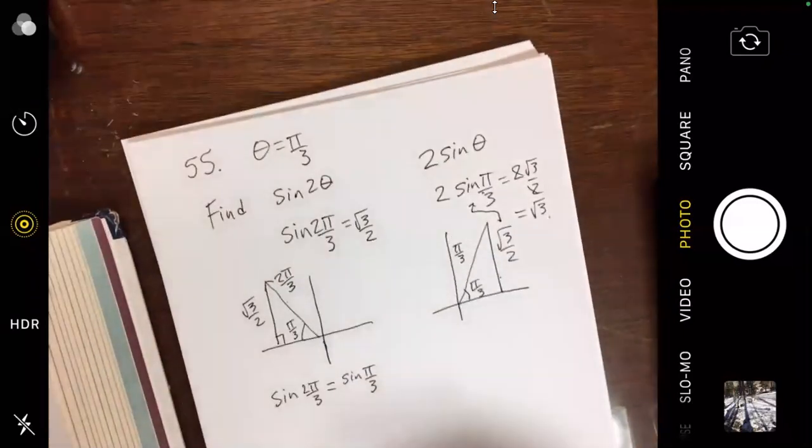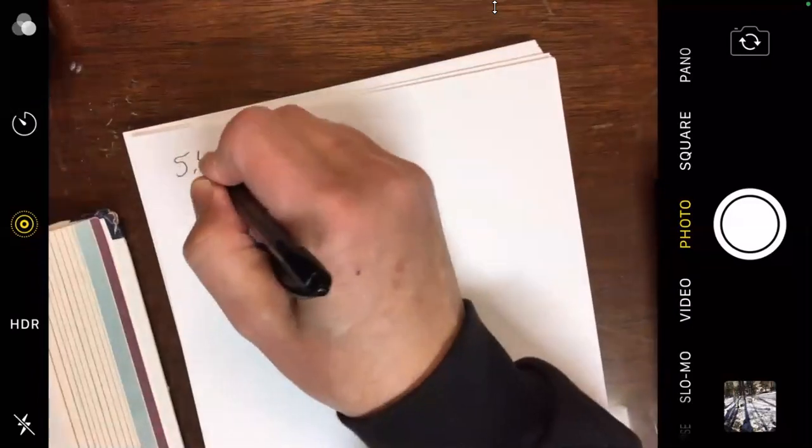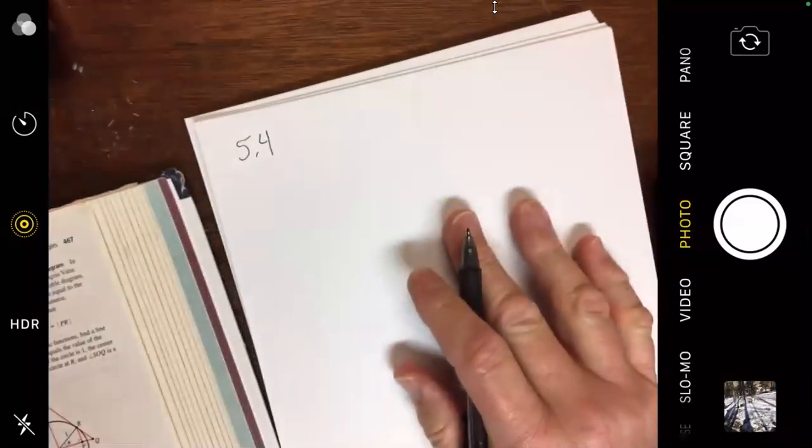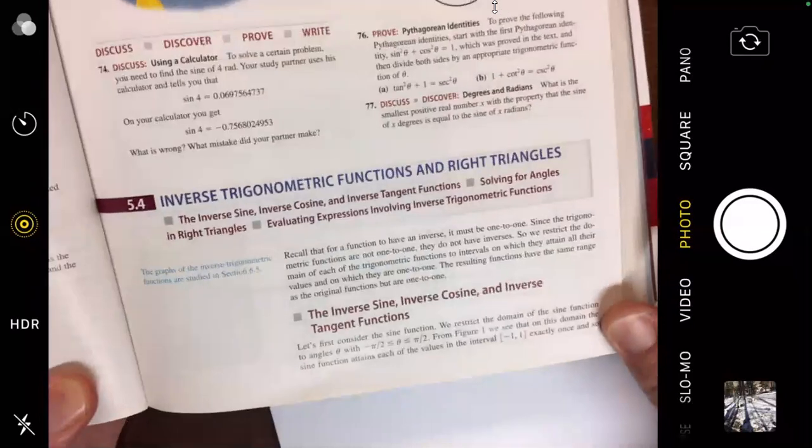All right, that pretty much finishes 5.3. So let's charge into 5.4. And we're at the bottom of page 467. Inverse trigs.